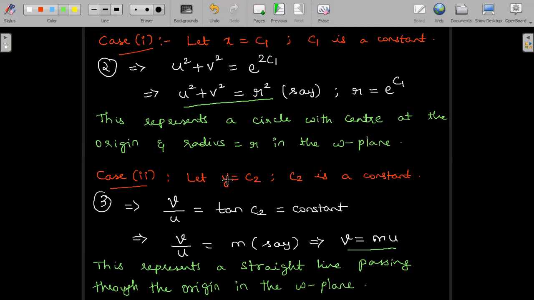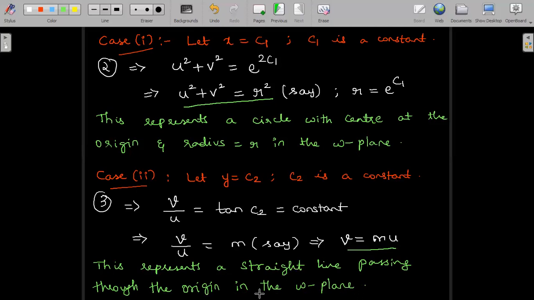Second one, y is equal to c2 represents a straight line parallel to the x-axis in the z plane, and this straight line is mapped onto another straight line v is equal to mu. This also represents a straight line in the w plane. It is of the form y is equal to mx plus c, where the constant is 0, so it is similar to y is equal to mx, which is v is equal to mu. That is why we say it represents a straight line passing through the origin in the w plane. It is making an angle of 45 degrees with the x-axis.